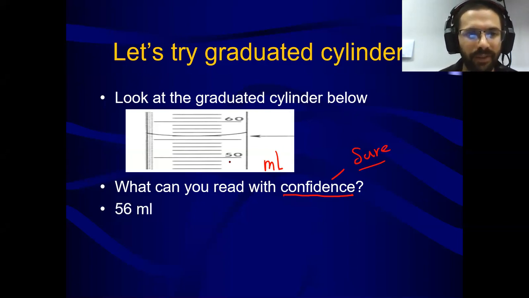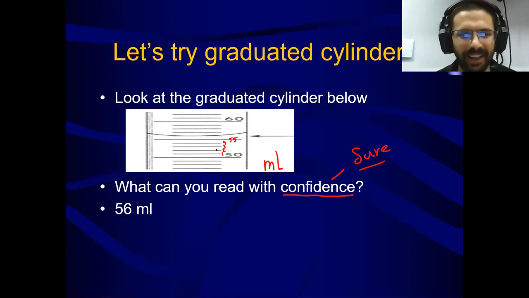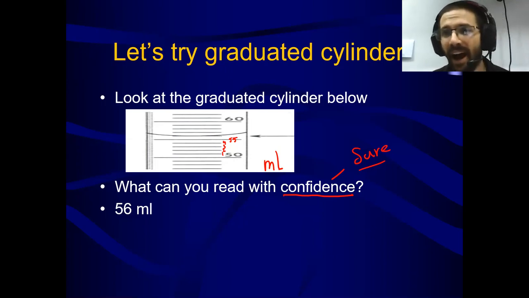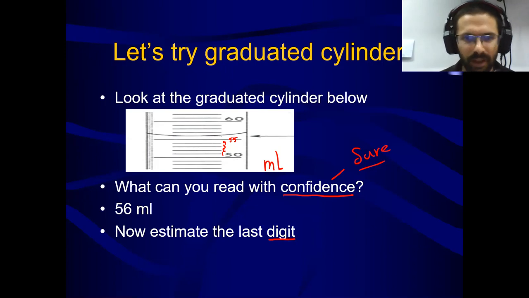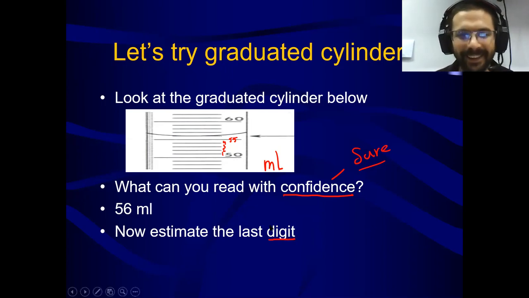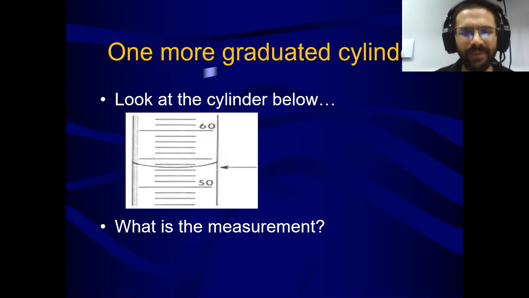You can read that you have 56, right? So you have 1, 2, 3, 4, 5. So this is 55. And then you know that the next tick or the next line would be 56 milliliters. Now I want you to estimate the last digit. What would that last digit be? Do you have a guess? If you are thinking 56.0 milliliters, you are correct, right? Congratulations, good job, guys.